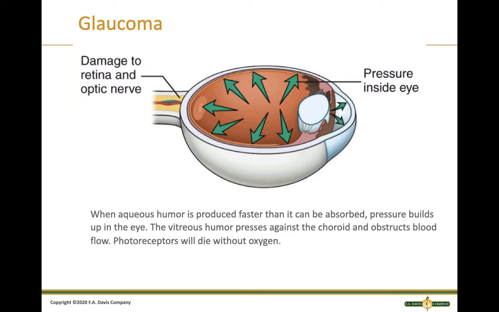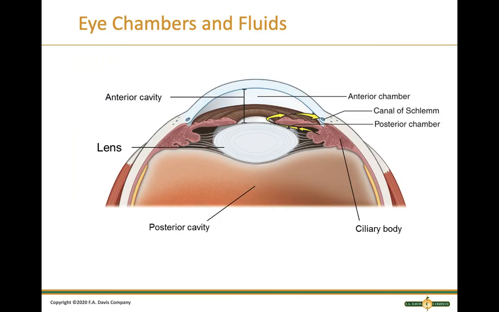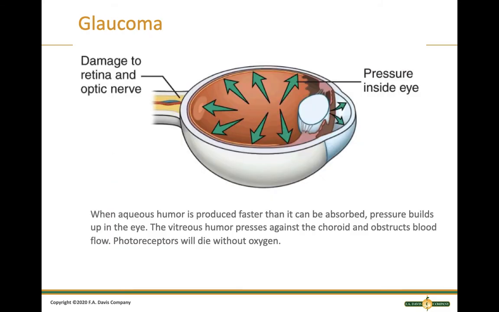Alright, next thing is glaucoma. So we mentioned the aqueous humor is normally being produced and reabsorbed, but if that canal of Schlemm that we see here gets blocked, then the aqueous humor will build up pressure in the anterior part of the eye, and then that will cause pressure in the posterior part of the eye. The vitreous humor can press against the choroid, and then that blocks the blood flow, and if these photoreceptors don't get oxygen, they die. So this can cause blindness, although it can be treated with medications.